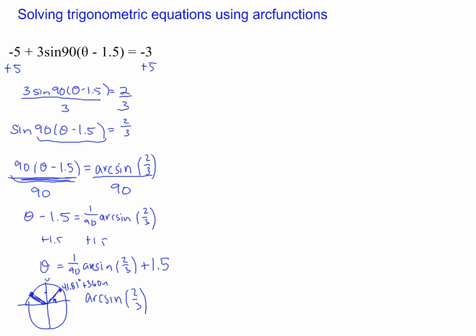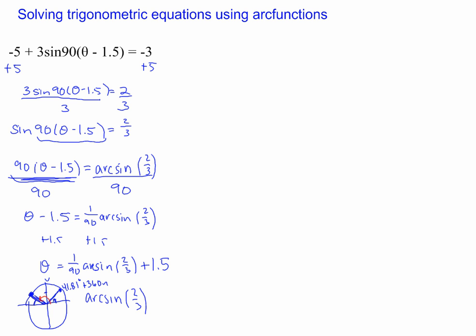Okay, now I want to use symmetry to figure out what the angle is over here. I can think about this angle here, the reference angle, as also 41.81. So the angle that goes from the standard position to that terminal ray is going to be 180 minus 41.81.